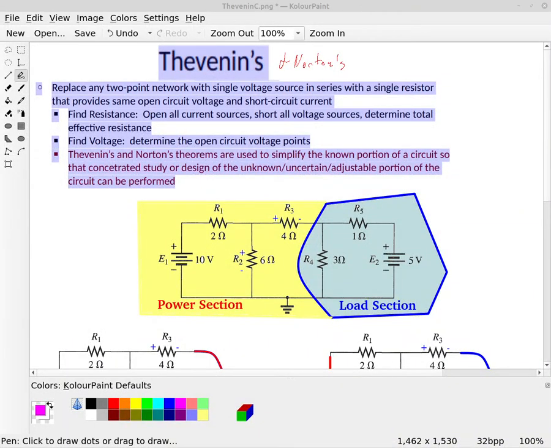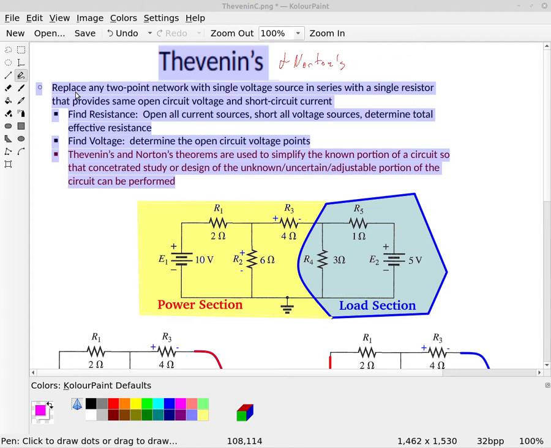This video discusses Thevenin's and also Norton's theorems. We'll start with Thevenin's theorem because Norton's theorem is really just a source conversion to Thevenin's. So with Thevenin's, the theory is that we can replace any two-point network with a single voltage source in series with a single resistor.